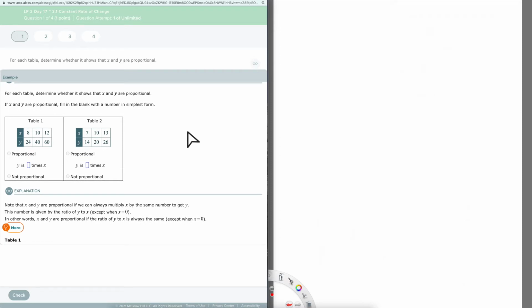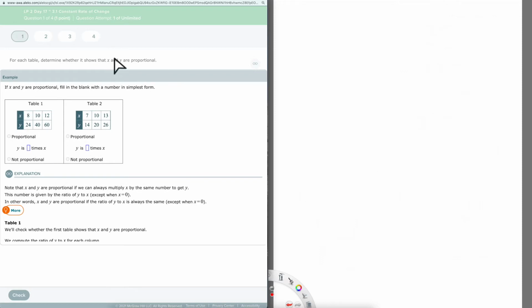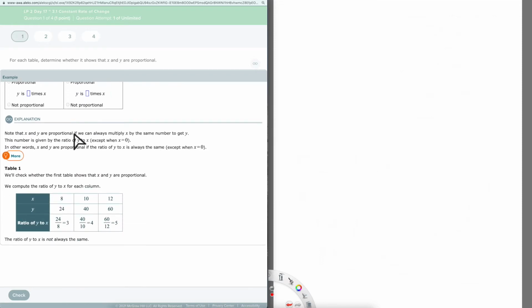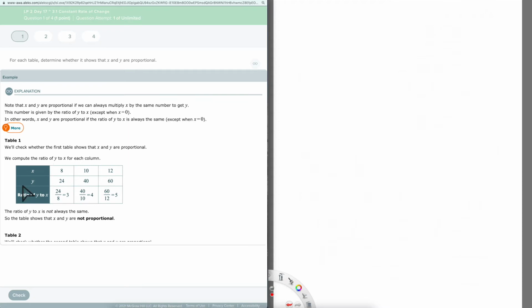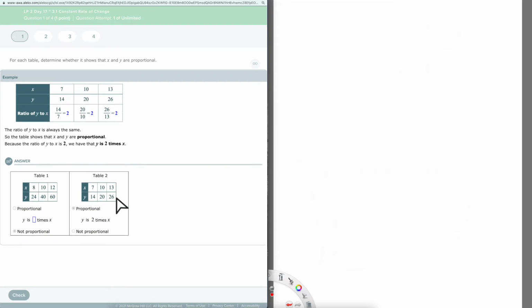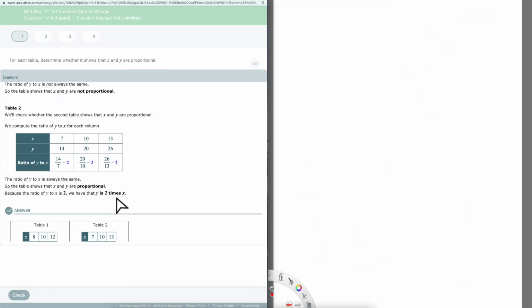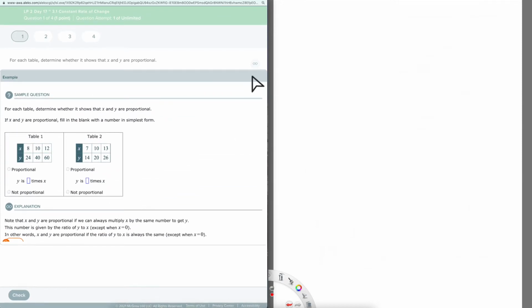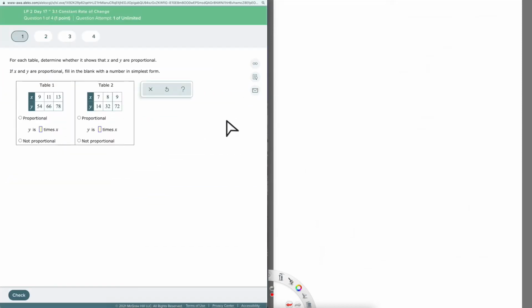So we can see this looks pretty close to what we were just looking at with the 2 tables. So we're going to take a look at the ratio of y to x for each one and make sure it's the same ratio. As long as it's the same ratio, we can call them proportional. So that's exactly what we're going to do on this problem. So you can look through the example, read through it, make sure you understand. You can go and look at another example. This will be a brand new one if I click on it again.